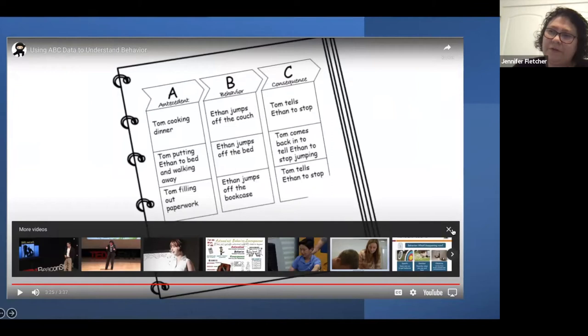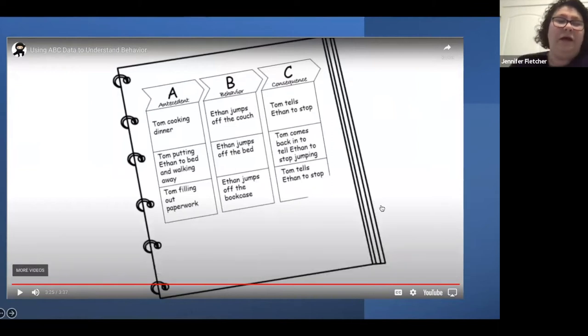Okay, so when we look at this ABC, and this is something too, even if it's not on the parent center, if you can't find it on the Utah Parent Center, you can do a Google search and find ABC recording data, or just take a piece of paper and make three columns where you have your antecedent, your behavior, and your consequence. And then just really think about what immediately happens before that behavior, and what immediately happens after that behavior.